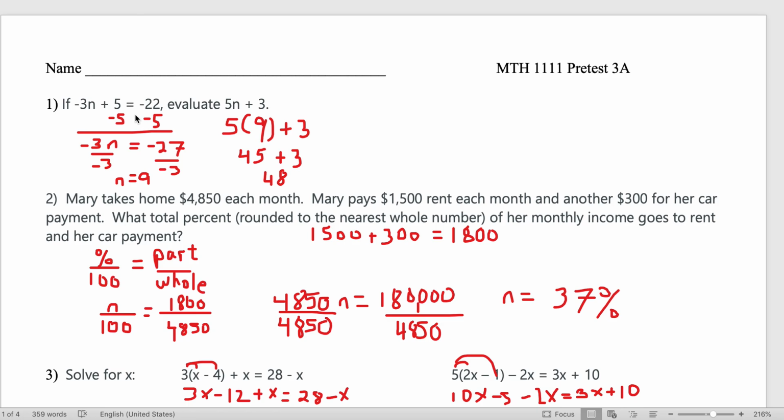Negative 3n plus 5 is equal to negative 22. Subtract 5 from both sides. Dividing by negative 3, we get n is 9. But this question didn't only ask to see if you knew how to solve a standard two-stepper. That's a little simple. It then wanted to see if you knew how to evaluate an expression and put the two things together. Not that combined they're difficult, but it's at least a little bit of a challenge. Very little. So 5 times 9, because that's what 5n means. 5 times 9 is 45, plus 3 is 48.